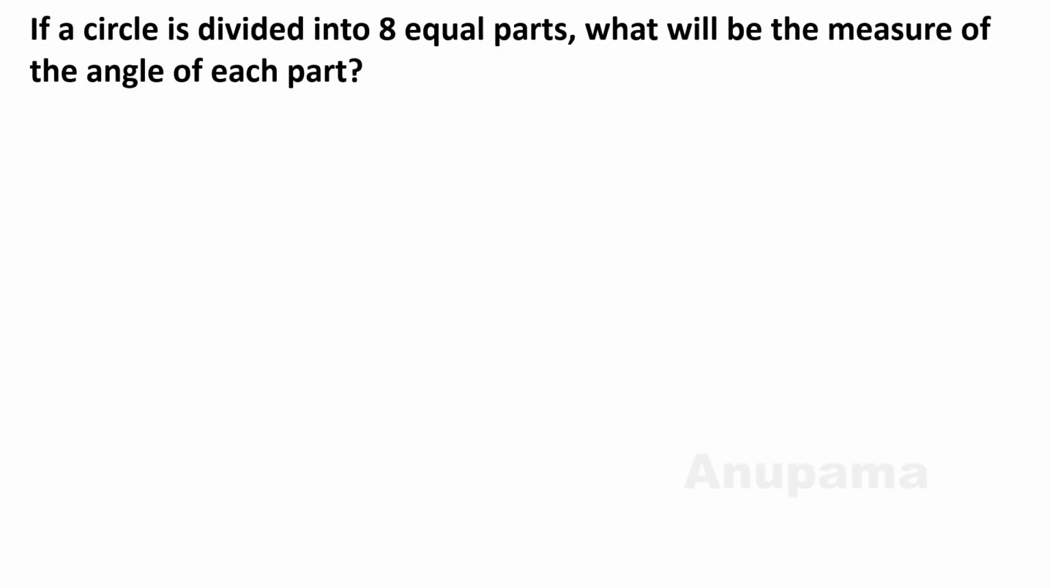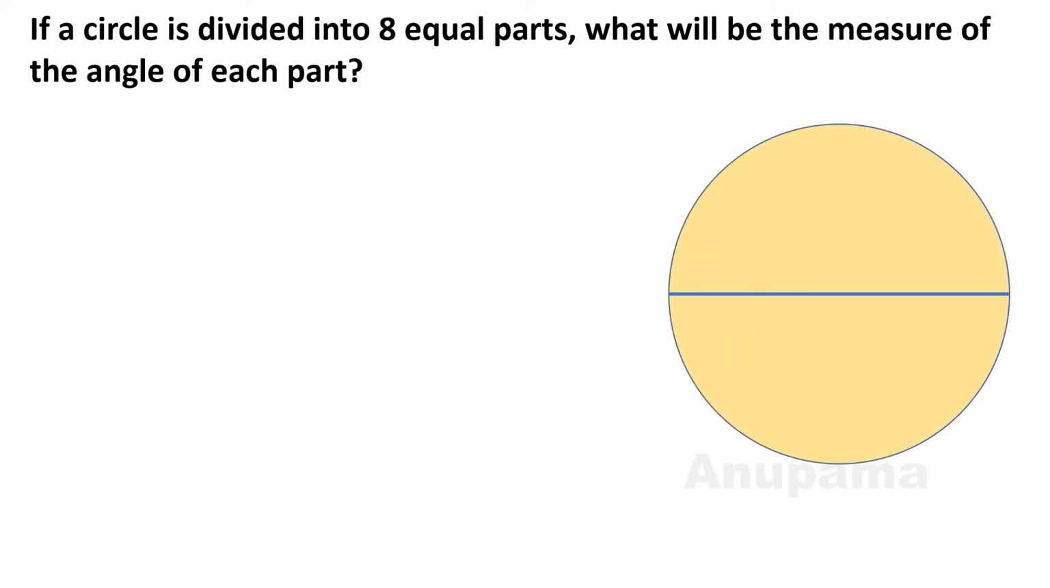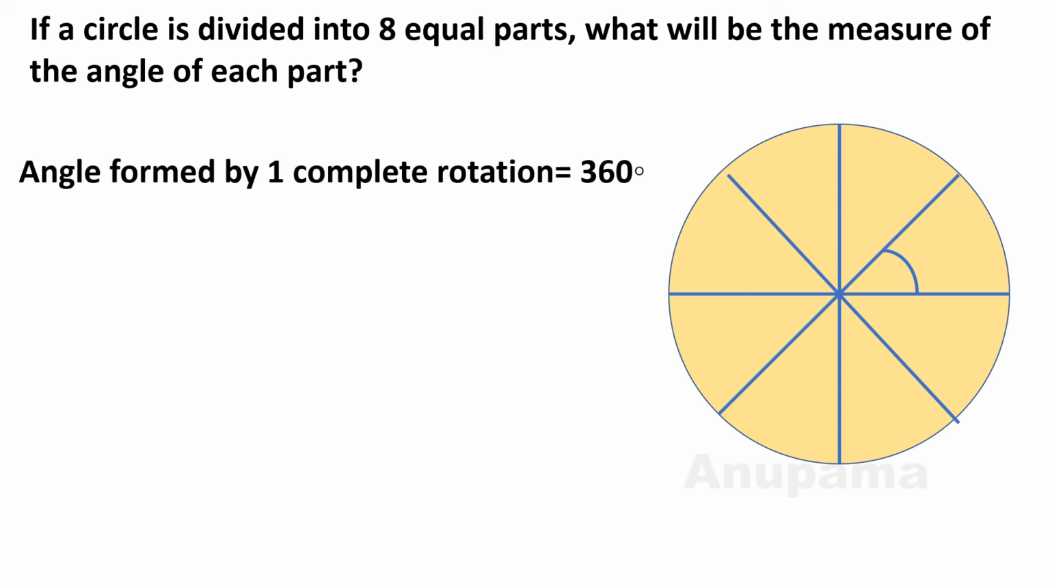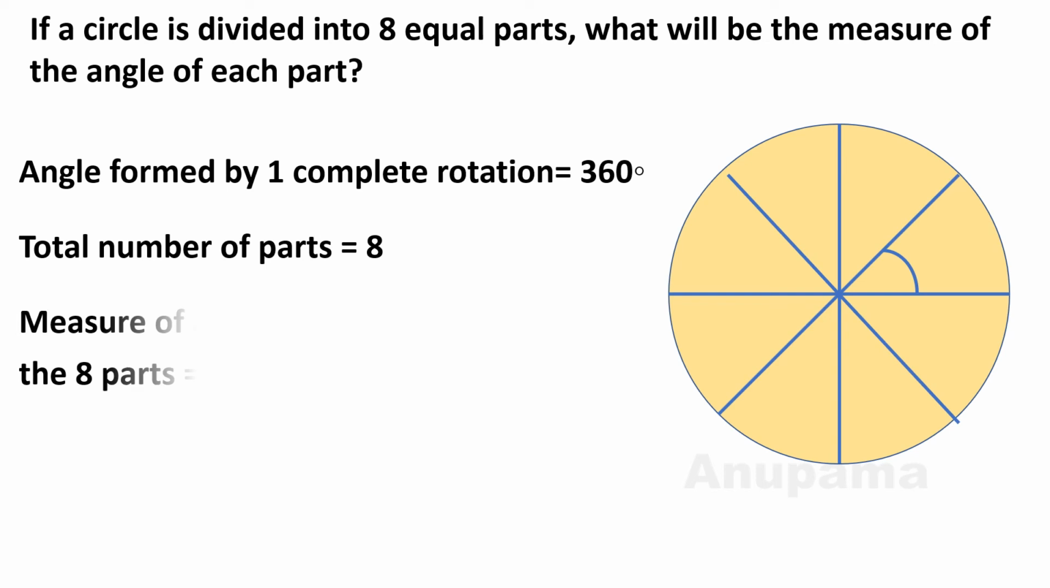Here is your first question. If a circle is divided into 8 equal parts, what will be the measure of the angle of each part? Just understand the question. Here is a circle and this circle is divided into 8 equal parts. Now we need to find out what will be the measure of the angle of each part. So what we need to calculate? Angle of each part. So how will we calculate? At first, the angle formed by one complete rotation equals 360 degrees and the number of parts equals 8. So the angle of one part is 360 degrees divided by 8, which is 45 degrees.